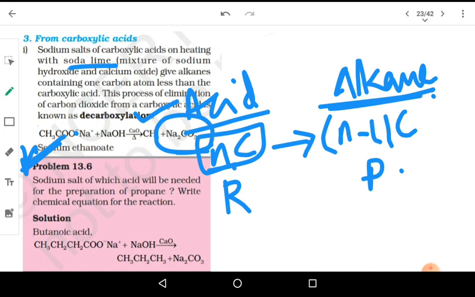So let us see what is the salt that is required over here. So here it is given that the product is propane. So the product will have 3 carbons. So how many carbons will be present in the reagent? It will be n plus 1. So that is coming out to be 4. So we have 4 carbons in the reactant side. So since we have 4 carbons in the reactant side, it is going to be butanoic acid.